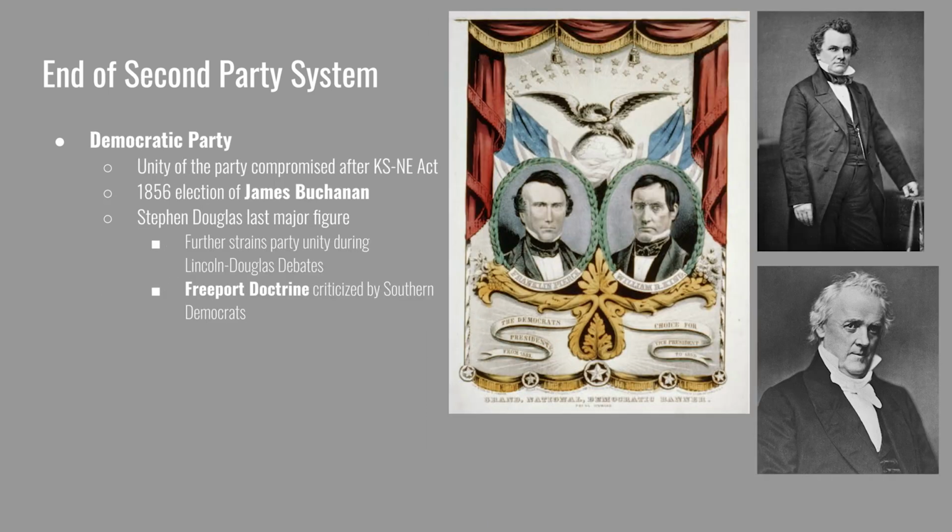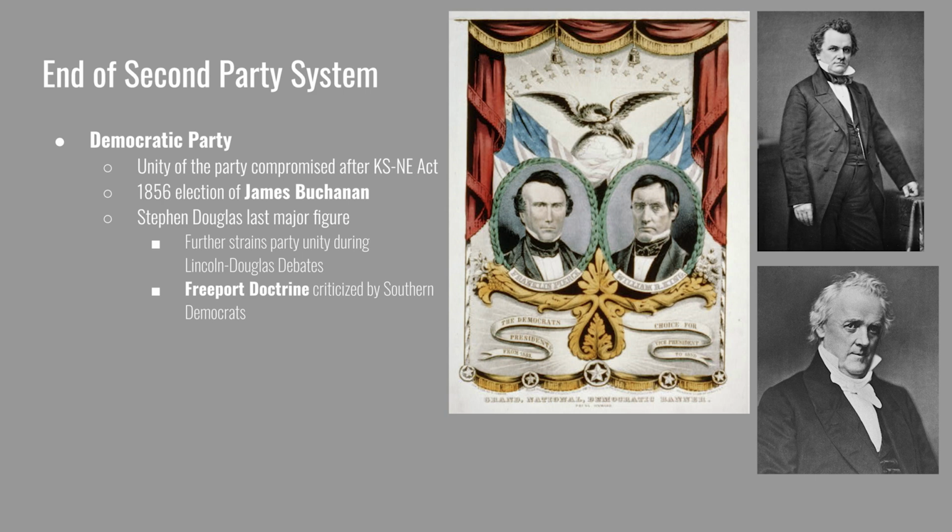The Democratic Party, despite surviving this period of sectionalism, also had problems of their own. The unity of the party is compromised after the Kansas-Nebraska Act. The Southern Democrats were happy that Kansas and Nebraska could now possibly be slave states. The Northern Democrats were angry that slavery might spread northward. In the 1856 election, in order to try and keep the issue of slavery out of center stage, the Democrats chose James Buchanan as their presidential candidate.